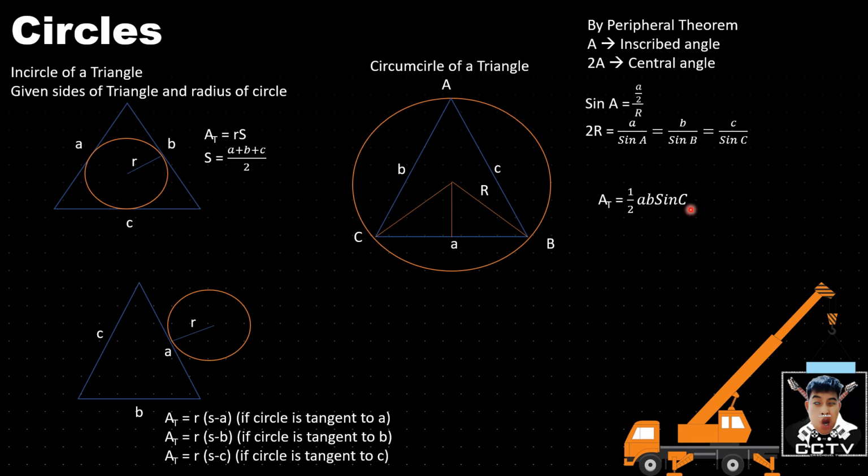At ang area ng triangle is 1/2 AB times sine C, which is the scissors formula. And of course, sine C is equals to C over 2R. Ito, transpose mo lang yung sine C doon sa 2R, and baba mo yung 2R, yan yung lalabas. And of course, substitute mo yung C over 2R sa sine C, and you'll get area of the triangle is ABC over 4R. You don't need to memorize this one, basta alam mo mag-derive, kayang-kaya mo yan.